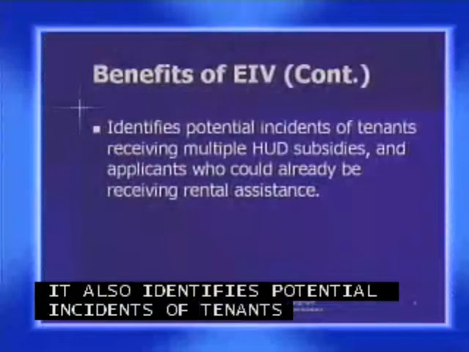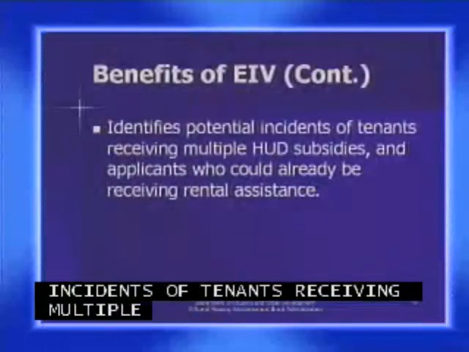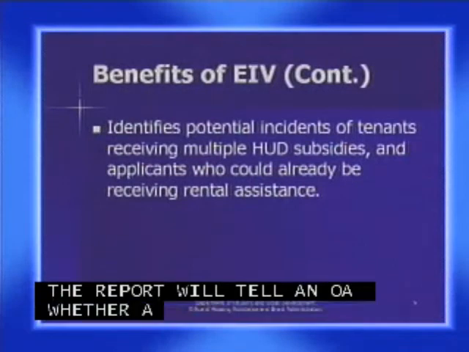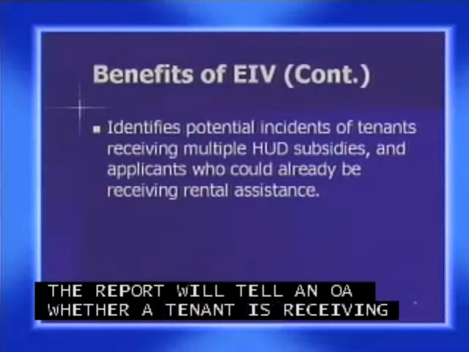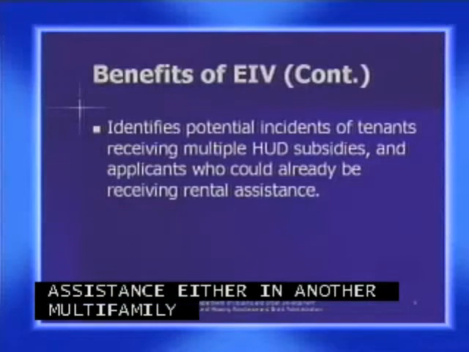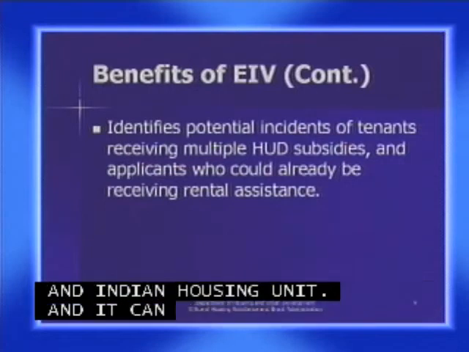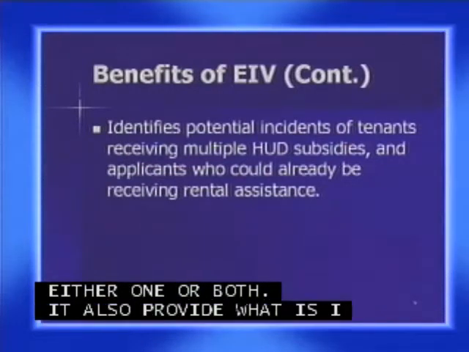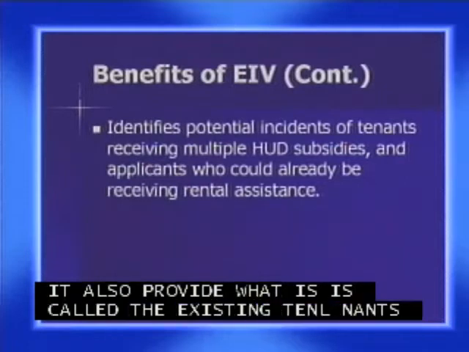It also identifies potential incidents of tenants receiving multiple subsidies. We have what is called the multiple subsidy report. So that will tell an OA whether a tenant is receiving assistance either in another multifamily unit or in a public and Indian housing unit, such as public housing or a housing choice voucher. And it can do both of those, either one or both.